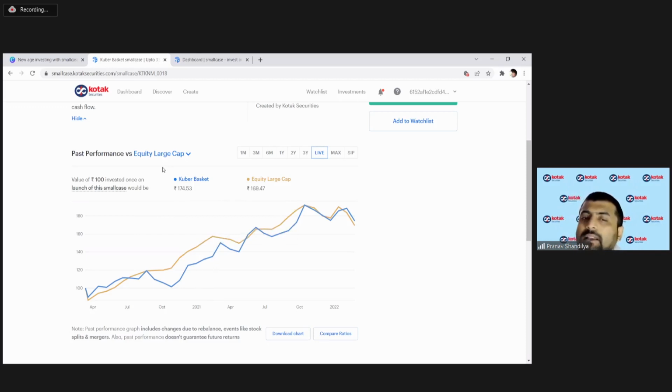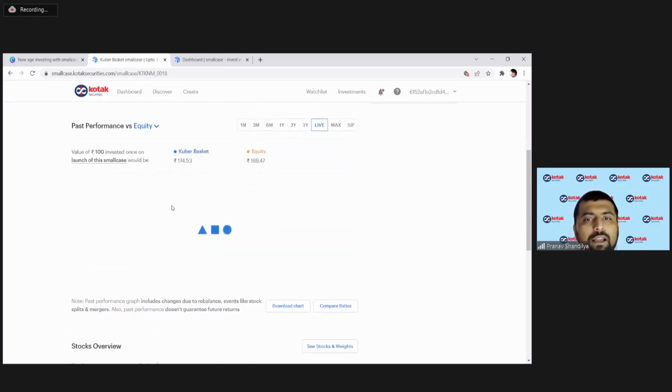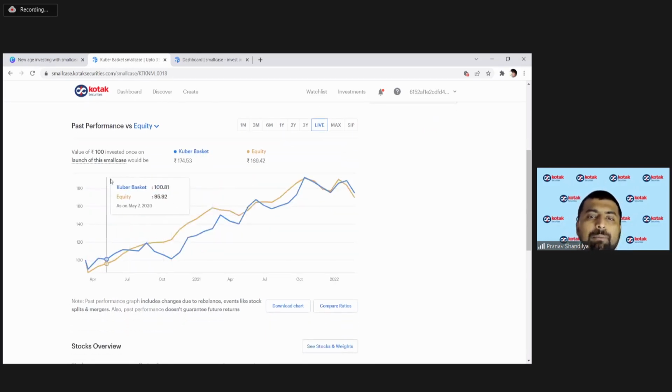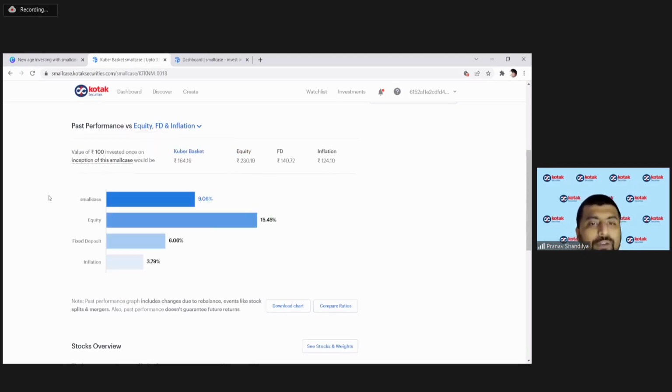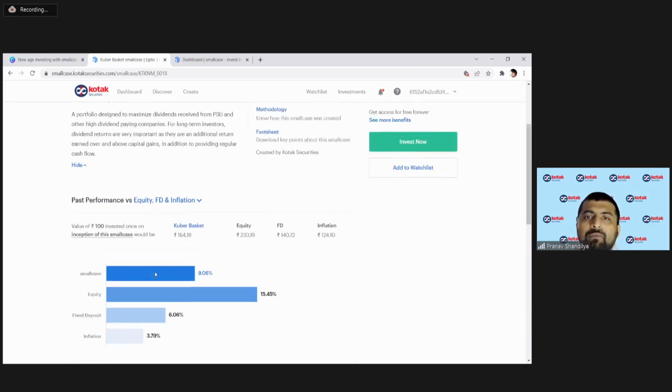Apart from this, if you want to calculate the performance of a basket with respect to any other index or anything else you have in mind, you can click on this drop down over here. So if you want to compare it with Nifty 50, you can click on equity and you will be able to compare it with Nifty 50 over here. If you want to compare it with FD, inflation, and so on, that particular metric will be available over here.